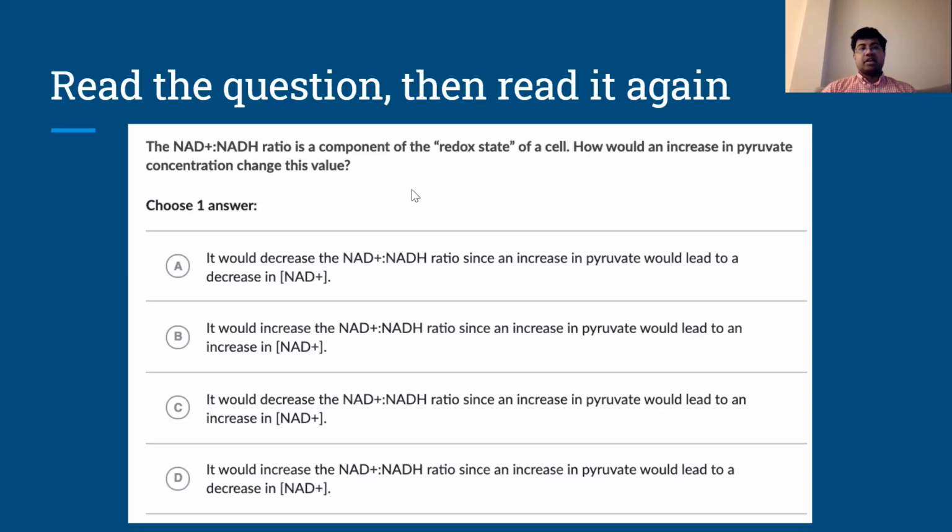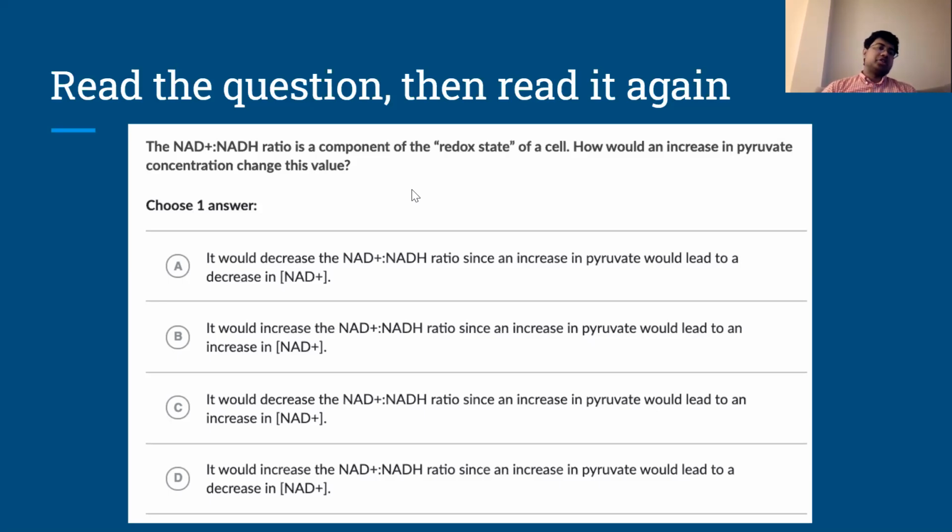So when you see a question, you should read it to yourself one word at a time, as in, the NAD plus NADH ratio is a component of the redox state of a cell. How would an increase in pyruvate concentration change this value? You should be reading that to yourself in your brain voice, and then you should take a second and read it one more time. You might notice something new if you read it a second time. This shouldn't add a ton of time to the time you spend on this question. It's just a few seconds that can have a huge benefit and save you a lot of dumb mistakes.